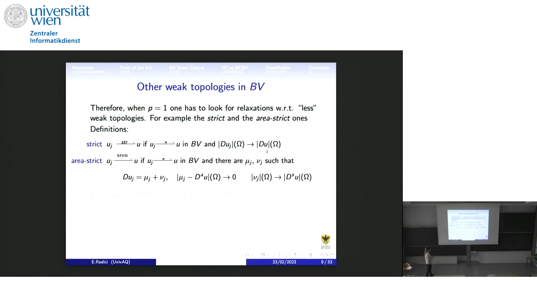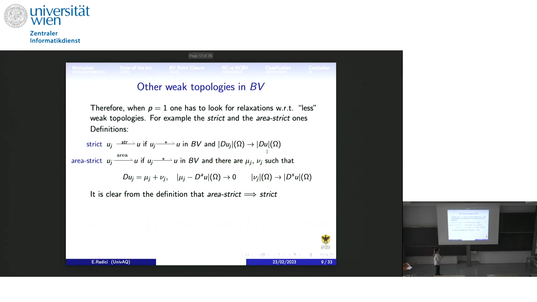Area strict asks for something more. It says basically that there always exist two other sequences of measures. You can always decompose the gradient of the approximating sequence as a sum of two measures. One of them approximates strongly the absolutely continuous part of the derivative of the limit, and the other one approximates strictly the singular part. So more or less, you're doing the best you can out of the singular part, out of the singular set, okay?